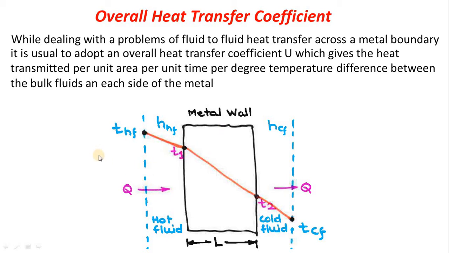As we know, here it is convection, through this metal wall there is conduction, and through the cold fluid again there is convection. So let's find out the equations. If I want to find the heat flow rate Q, it is equal to h_hf A (T_hf minus T1), where h is the heat transfer coefficient, A is the surface area, T_hf is the hot fluid temperature and T1 is the temperature at this point.